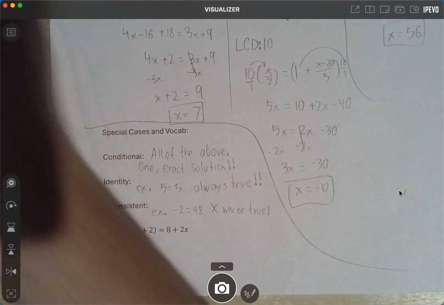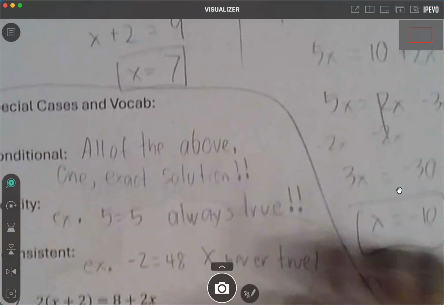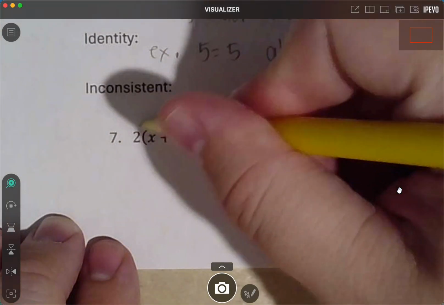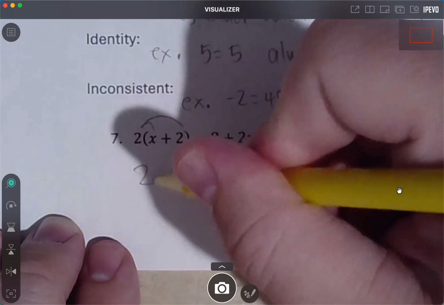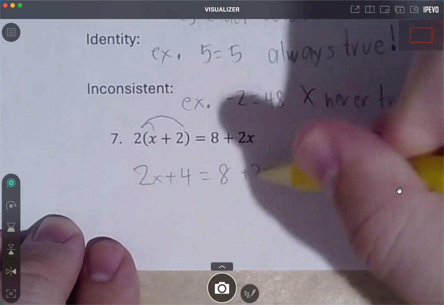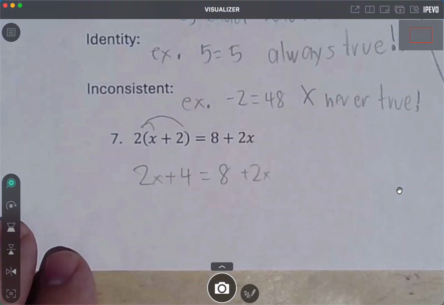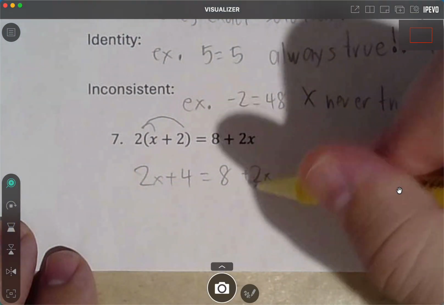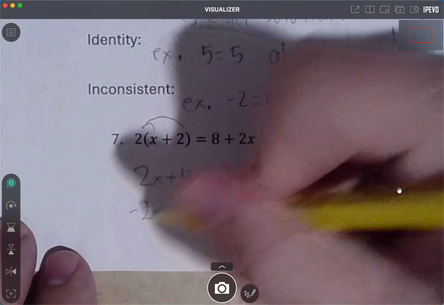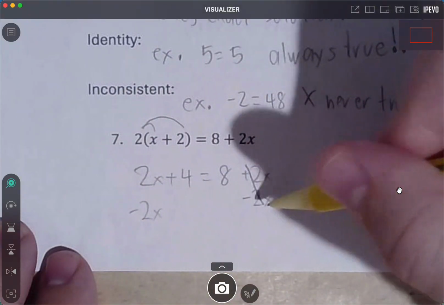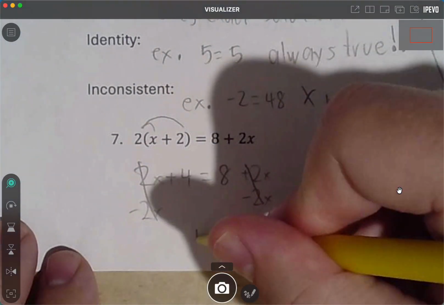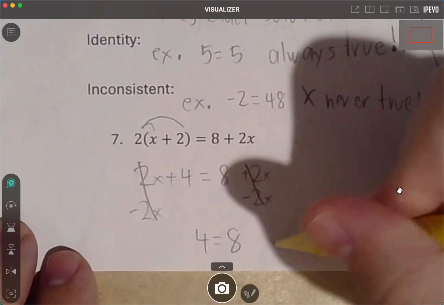So let's see what one of these might look like. We don't know which one this is, but let's work one example out real quickly. Well, we've got some distributive property to do. That's 2x plus 4 equals 8 plus 2x. Now from there, how would I get x to one side? Well, I would need to subtract 2x from the right to move it over. Now this is where things get wacky, because as I subtract it to move it over, it simultaneously cancels out on the right, and I get something like this. I get 4 equals 8.